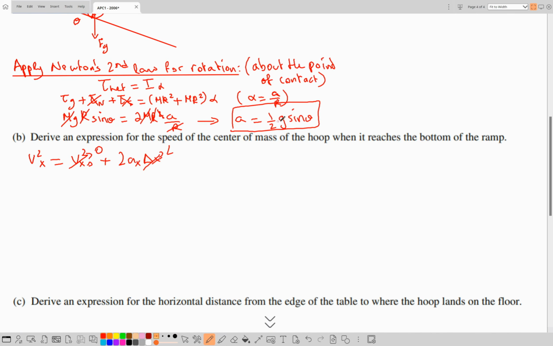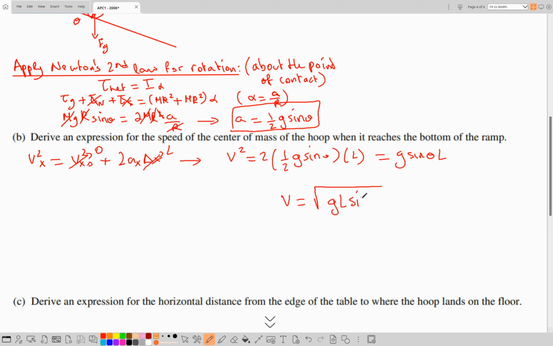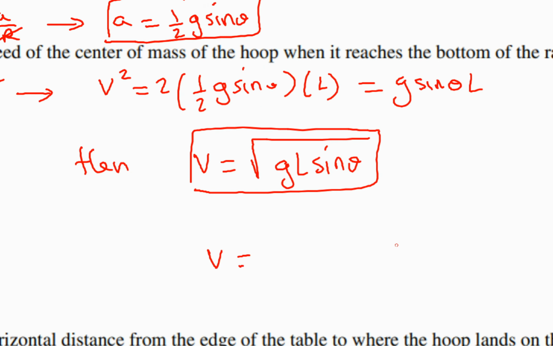And we have determined the acceleration to be half g sine theta. So the speed is given by v squared equals 2 times half g sine theta multiplied by L, which is basically g sine theta multiplied by L. Then the speed is given by the square root of gL sine theta. And remember that in such types of problems, under the influence of gravity, we anticipate that the speed is going to be given by a coefficient multiplied by gL, and in this case the coefficient is sine theta.